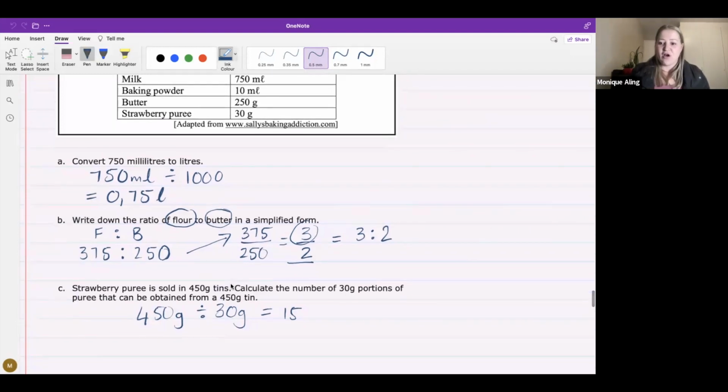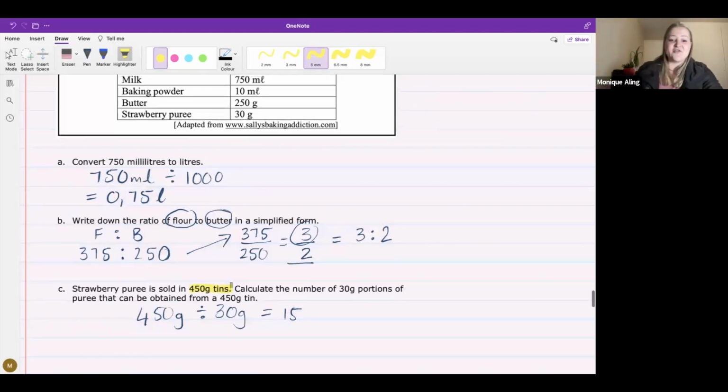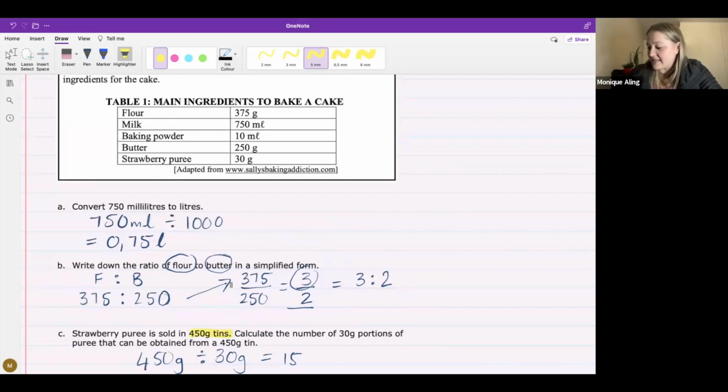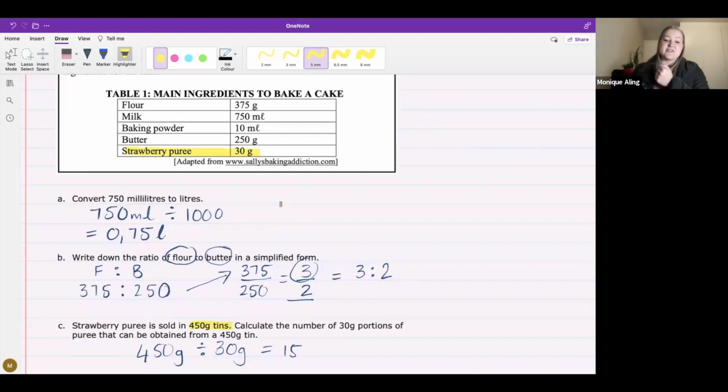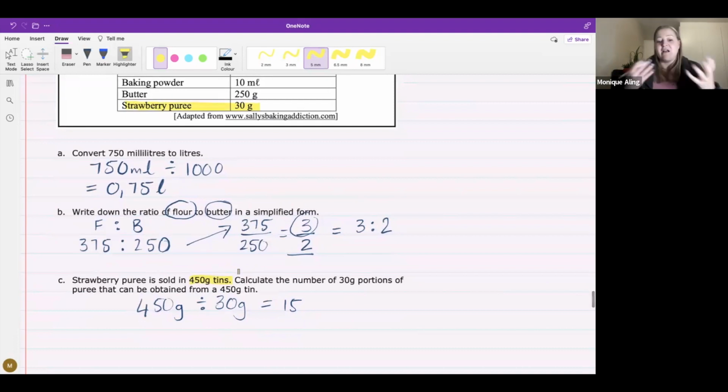And then, Amo, you have asked me to explain the last question. So we're looking at the strawberry puree. They are sold in big 450-gram tins. And as you can see in the recipe, they only need 30 grams. So you can only get it in this really big tin, but you only need 30 grams for this cake. They just want to know how many cakes I suppose you could make from this 450-gram tin.